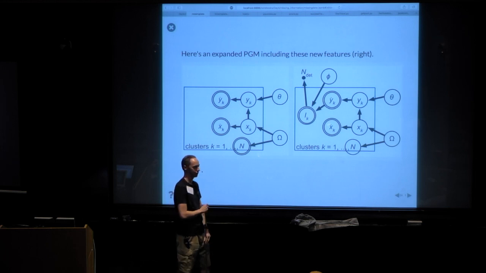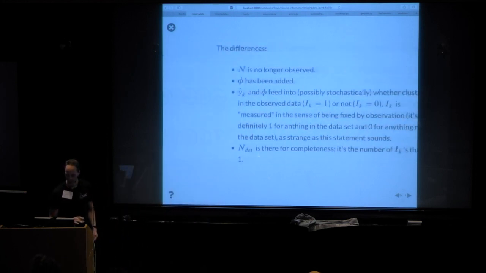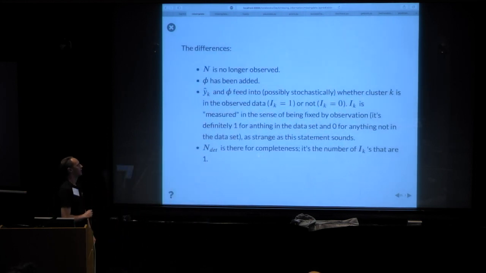Okay, let's just continue working with this and see how much sense it makes. I've already said this, but maybe it's worth repeating. So n total is no longer observed. We added maybe some additional parameters that have to do with detection.